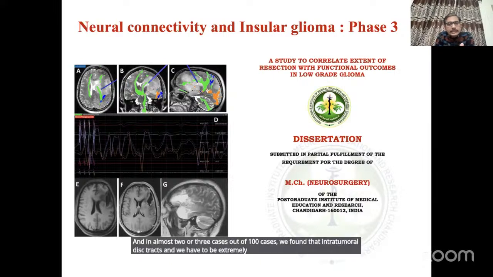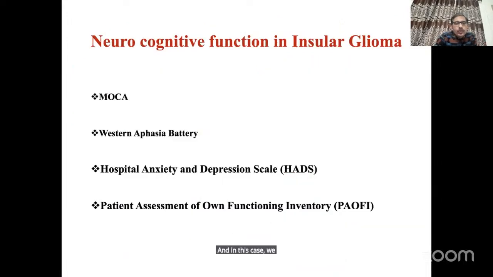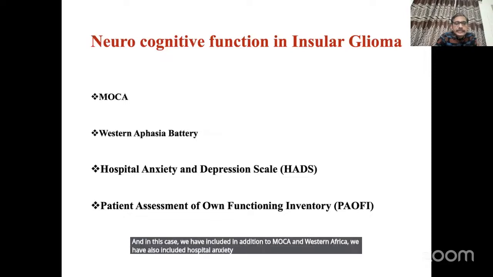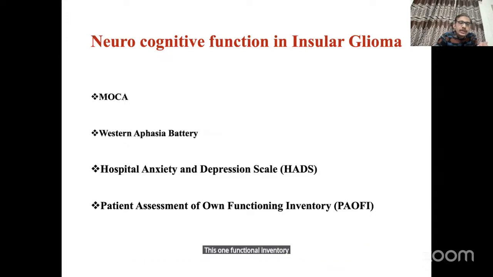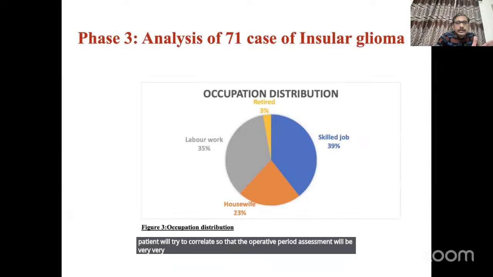After analyzing these cases, we also designed another study to see how the extent of resection correlates with the functional activities of the patient. In this study, in addition to MoCA and Western aphasia, we have also included the hospital anxiety and depression scale and the patient assessment of own functional inventory. This own functional inventory is based on the recent activities of the patient. The patient will remember and recall the activities and try to correlate, so that the perioperative period can be assessed very effectively in these kinds of patients.